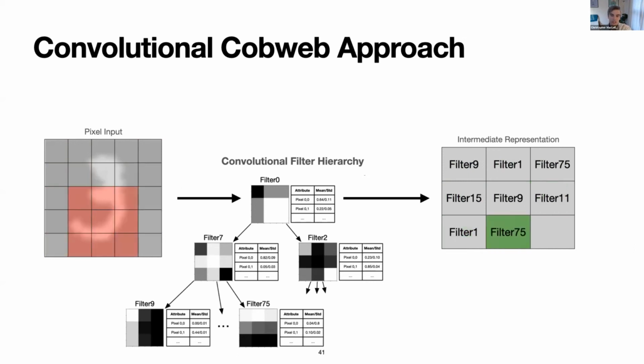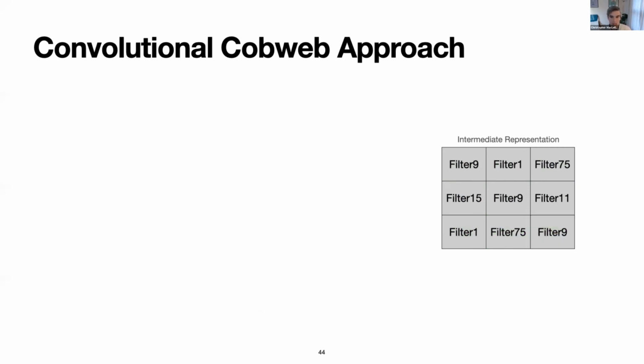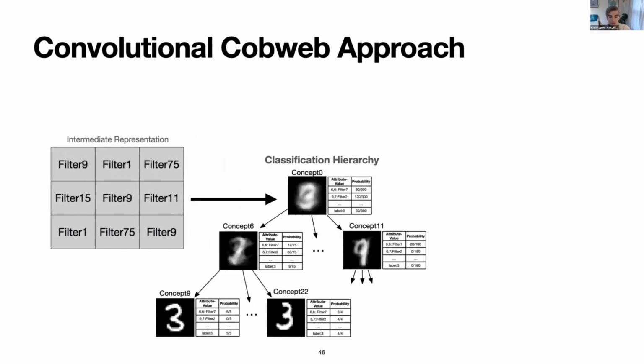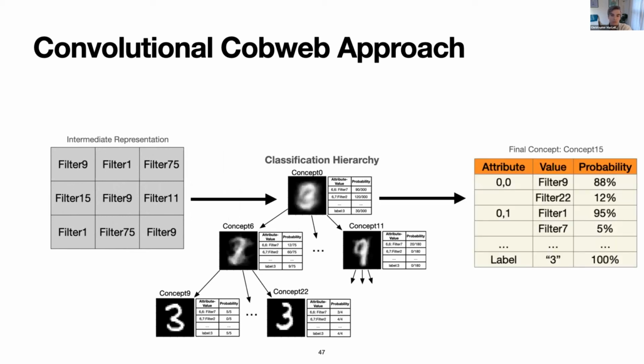And as we move this along, you'll see that the intermediate representation we learn on the right is actually using the labels of the filter concepts that we're learning as our intermediate representation. And once we've done this, we take this intermediate representation and pass it through a higher level classification hierarchy, which is then used to identify a final concept that represents this input. And we use that concept in order to generate a prediction about the image.